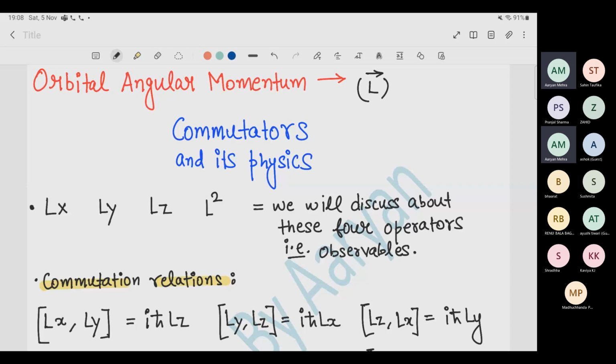Now orbital angular momentum, you can define it in terms of three things: Lx, Ly, and Lz. Basically, in quantum mechanics, we deal with four quantities while discussing orbital angular momentum: Lx, Ly, Lz, and L square. These four physical parameters will tell you everything you need about the orbital angular momentum. I do understand why we need Lx, Ly, and Lz. Why do we need L square? Can anyone guess?